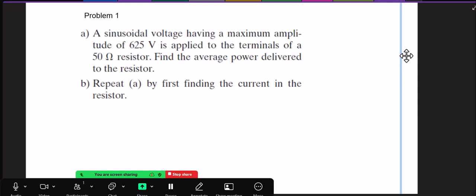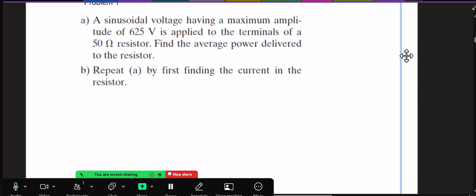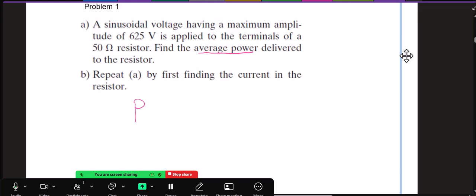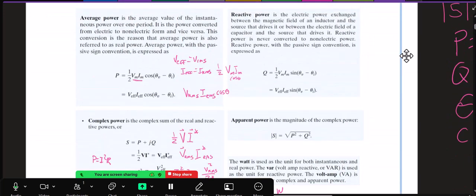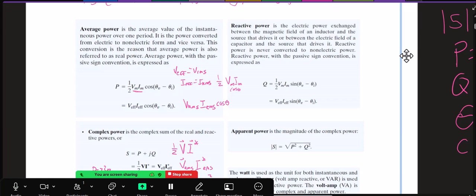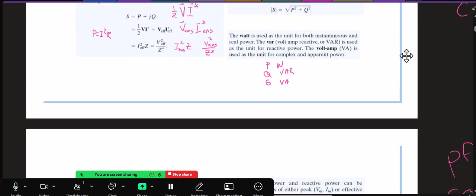Okay, so we have a sinusoidal voltage having maximum amplitude of 625 volts applied to the terminals of a 50 ohm resistor. Find the average power delivered to the resistor. So we're looking for average power, which is P, average or real power. And we know that P is equal to 1/2 the maximum voltage times the maximum current, or the RMS voltage times the RMS current.